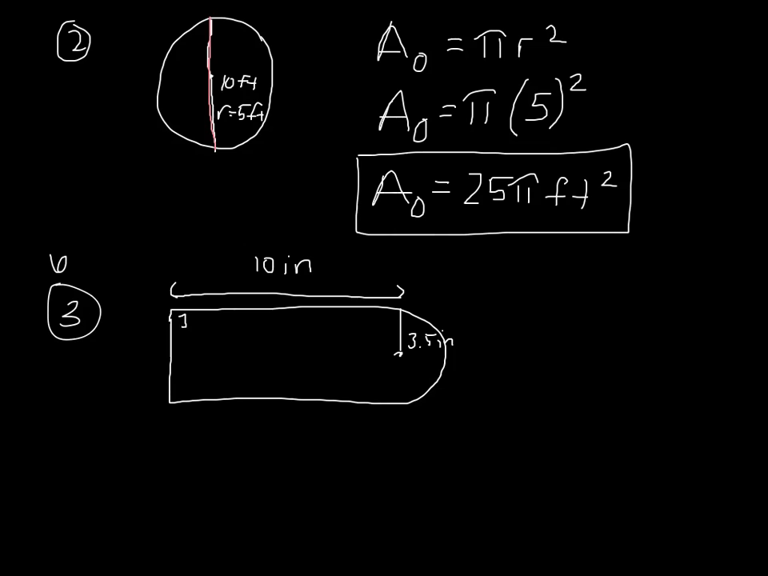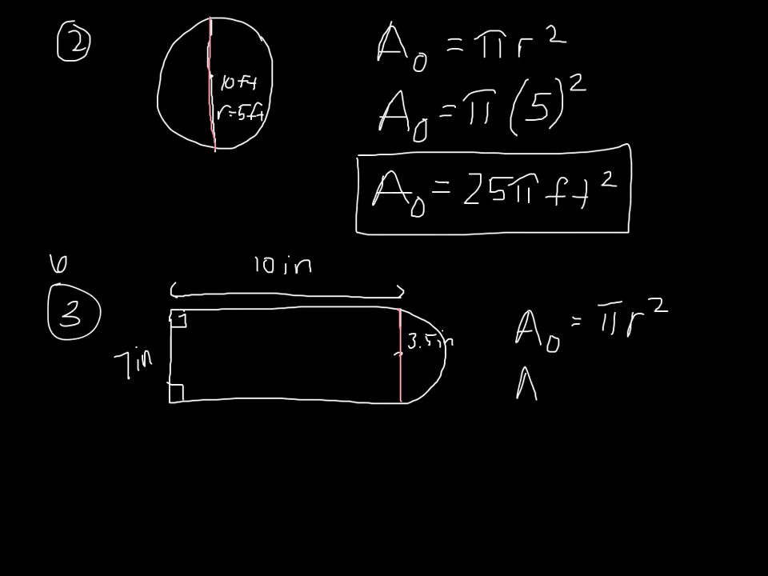And these are both right angles. And this is 7 inches. Okay, so what I'm going to do is I'm going to break this up. I see that right here, this is half a circle. So what I would have to do is say the area of the circle, or half of the circle, is pi r squared.